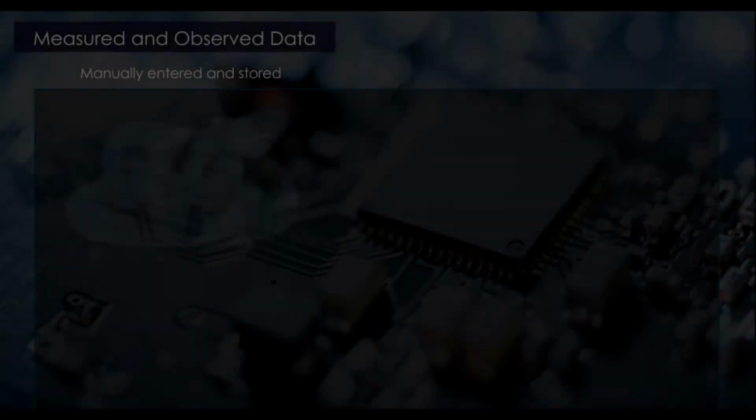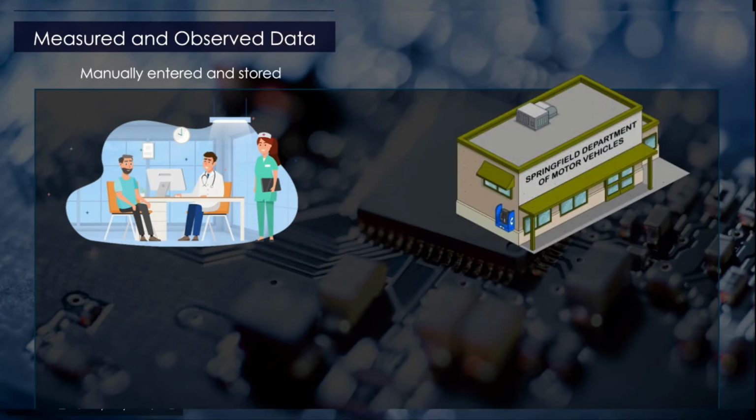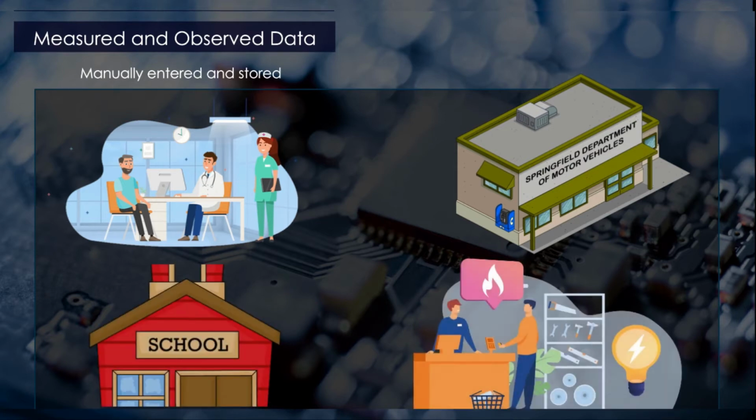Some examples of such information systems would be things like patient records in a hospital, vehicle ownership at the licensing department, student information in school, or billing information at your local utility company. One of the drawbacks of data that is manually entered is that it is prone to errors. Have you ever interacted with any information system and your name was misspelled or some of your data was missing?